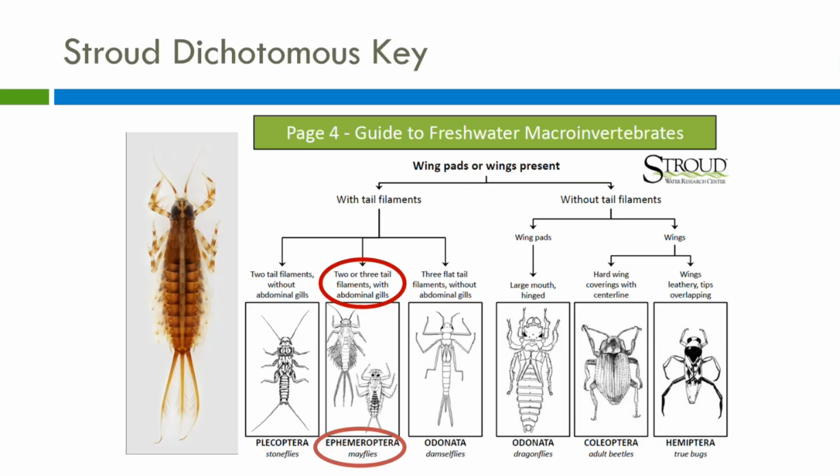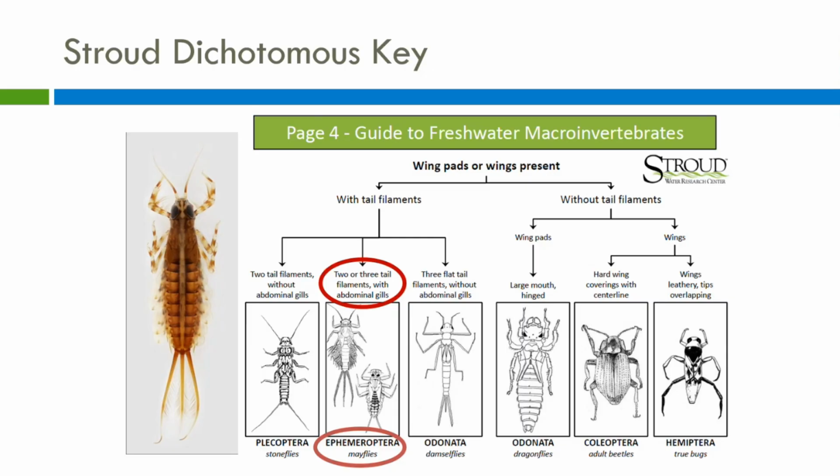That takes us to page 4. The first question here is, do we have tail filaments or no tail filaments? And then we have to go with how many tail filaments we've got. So do we have tail filaments, and if so, how many? Yes, absolutely. In this case, we definitely have tail filaments, and we can see 1, 2, 3 of those.